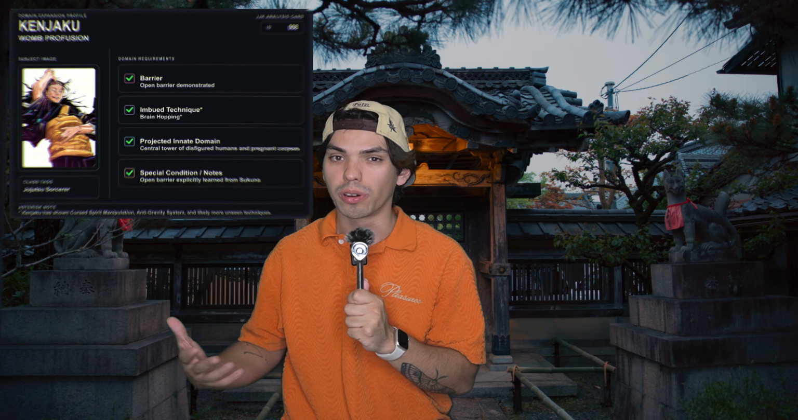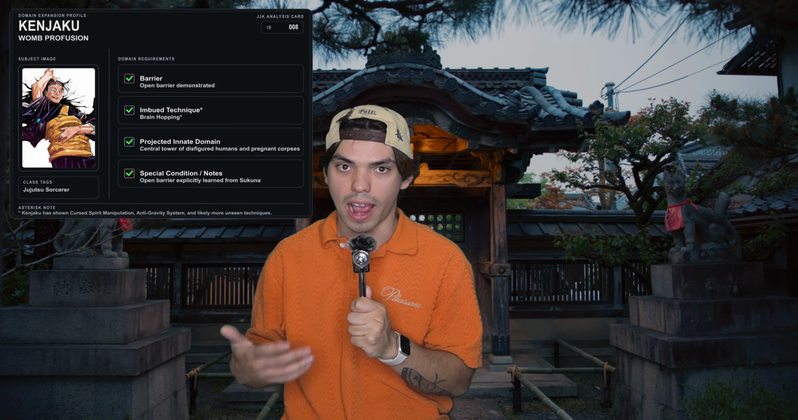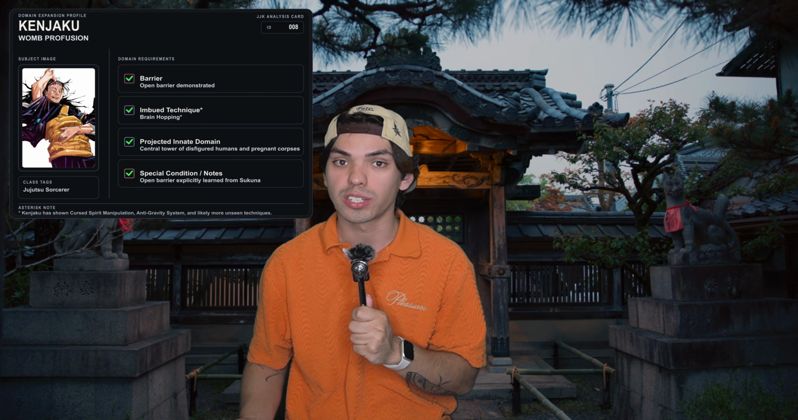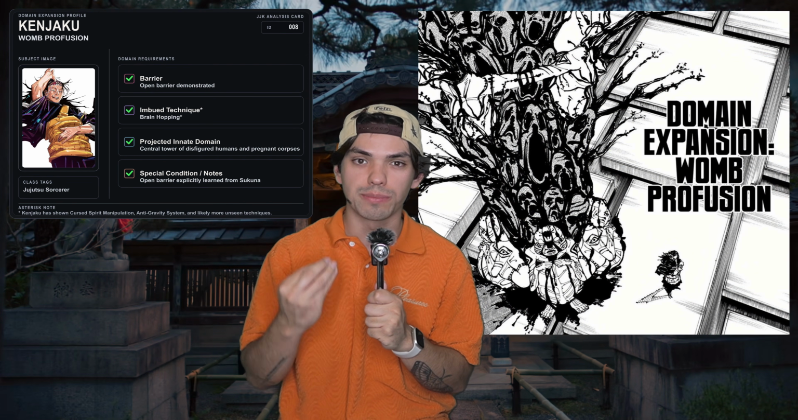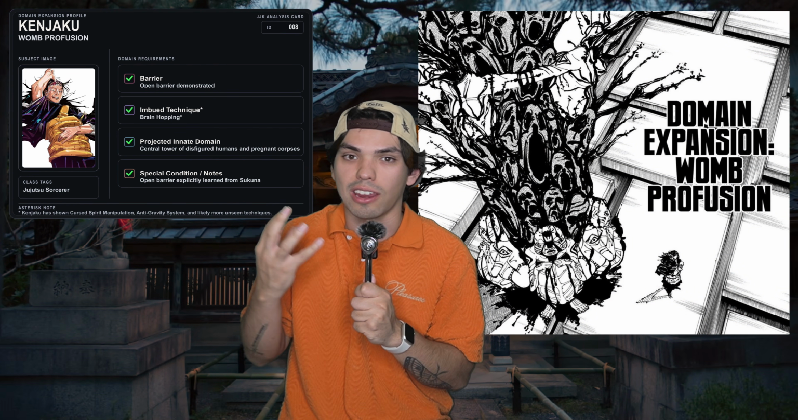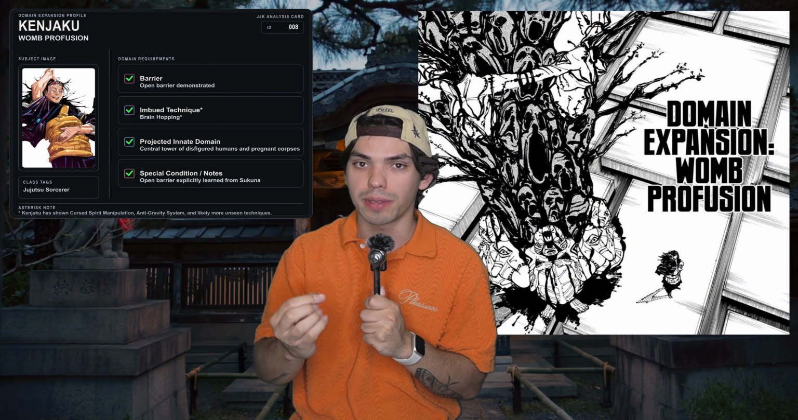Kenjaku's Womb Profusion belongs to the same rare structural class as Malevolent Shrine, as it manifests without enclosing its target into a conventional outer shell. The grotesque central structure is made from faces and pregnant-like corpses, although the domain's imbued technique is never confirmed. Now, I would like to believe that this is Geto's technique, but it's never really confirmed, as Kenjaku is known to have numerous techniques that none of us know about, and he can just pull out the perfect one at the right time, so long as he is aware.